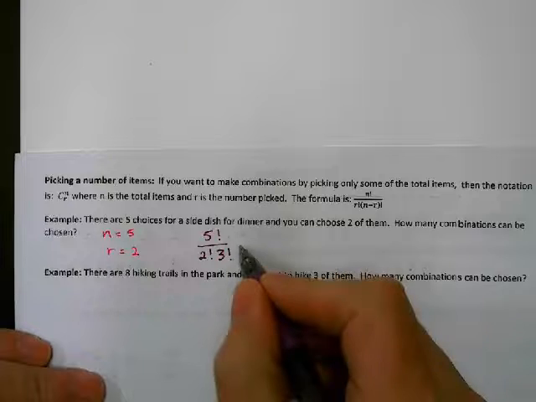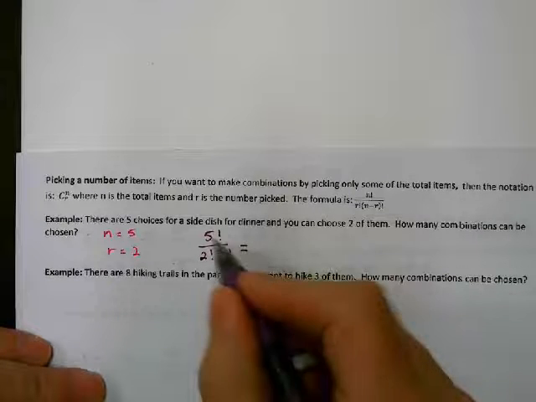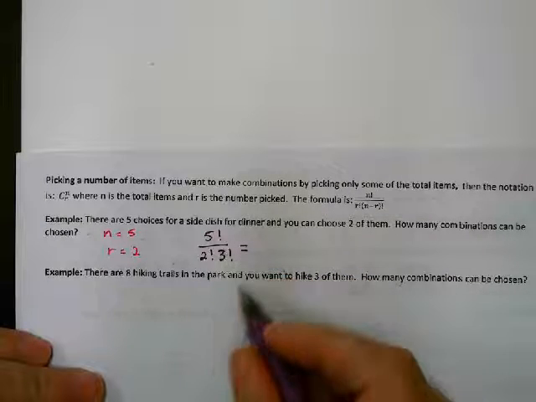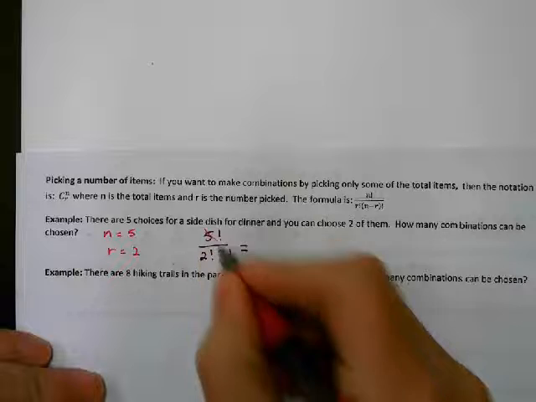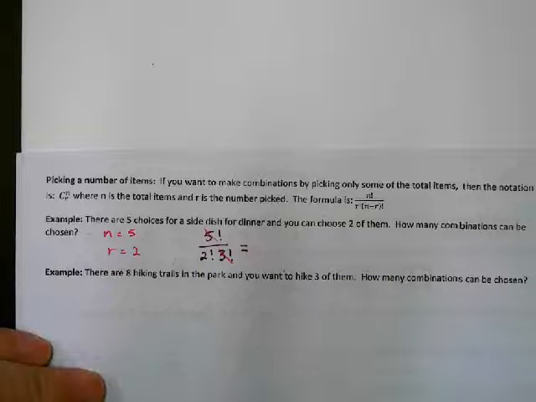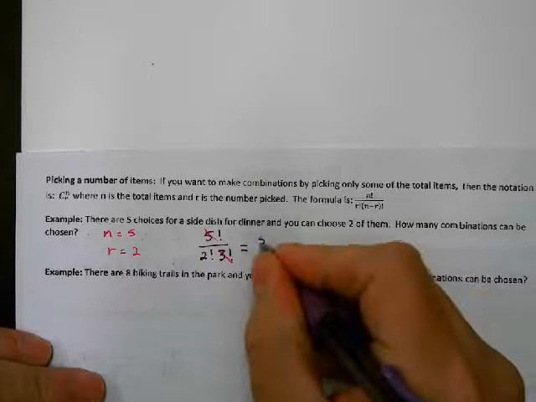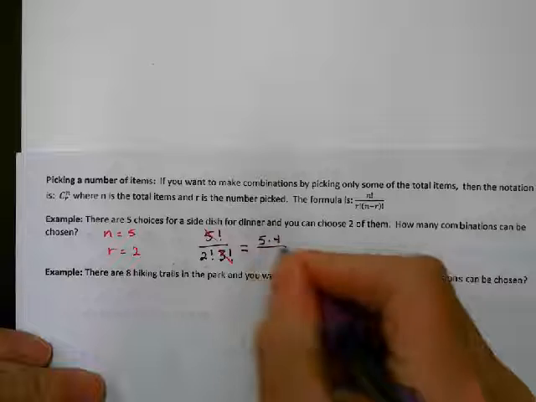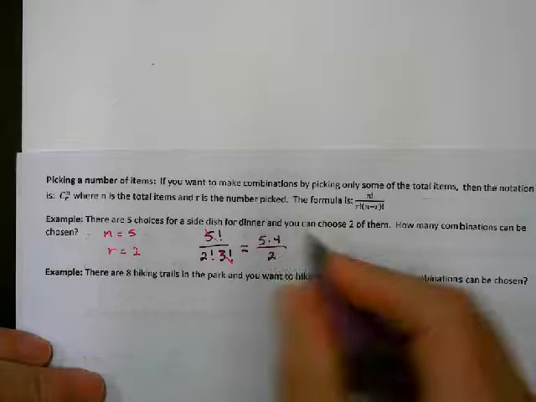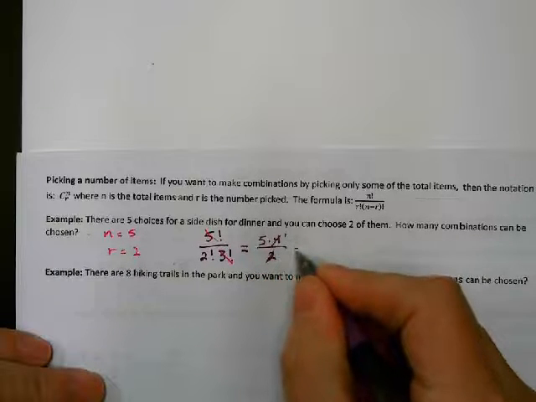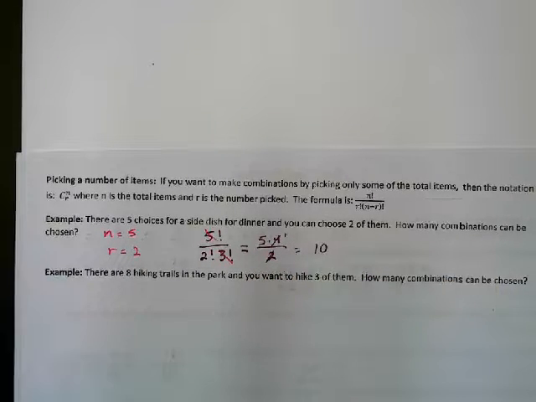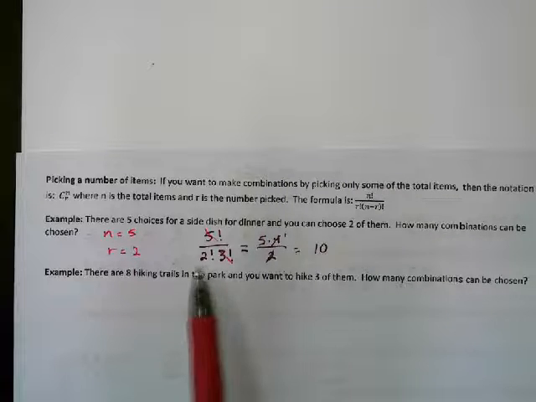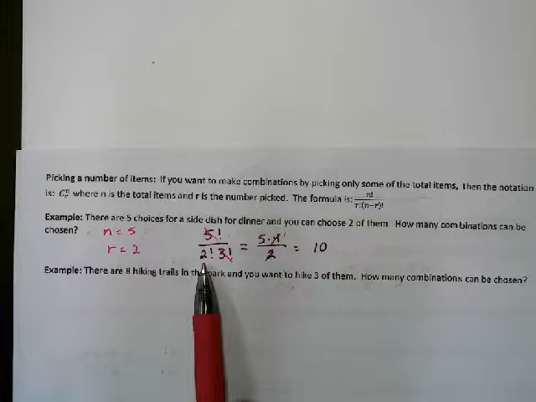So here, again, we can reduce right here with the 5 and the 3. So that we've got 5 times 4, and then 2 factorial is 2, reduces. So there's 10 ways that you can choose 2 out of 5 items. So this number is always going to be the number of things that you chose, and this is going to be the things that you didn't choose.